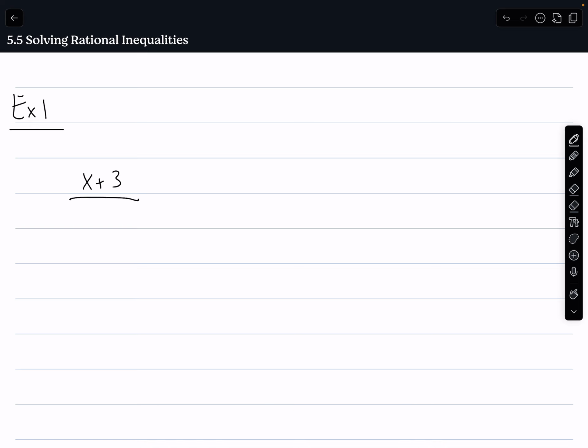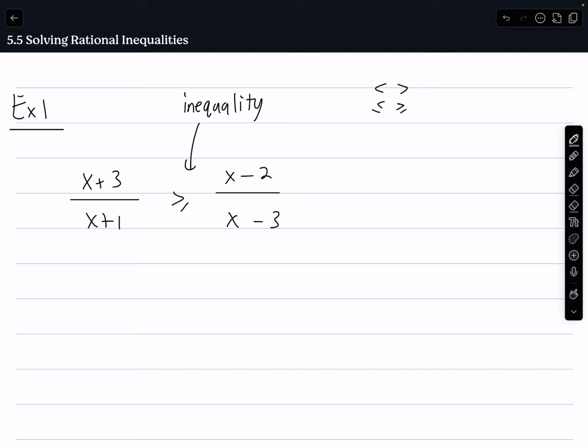So let's say you have an inequality that says (x plus 3) over (x plus 1) is greater than or equal to (x minus 2) over (x minus 3). Okay, so the first thing is we have to solve it. But notice this is an inequality. This is what makes something an inequality: you're going to have a greater than, less than, greater than or equal to, or less than or equal to sign. So there's a little bit of a difference here. Now, you kind of want to treat it like an equal sign, but I'll explain later. There's an extra step that we need to account for.